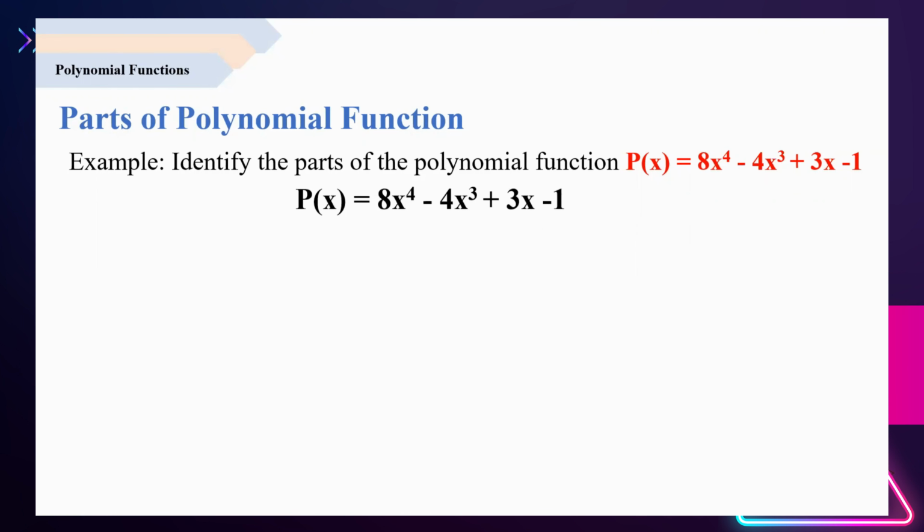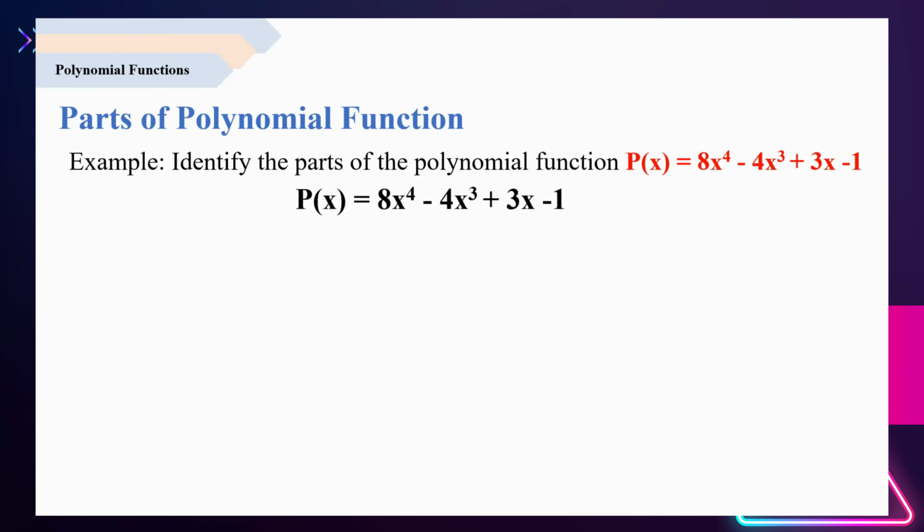When we say leading coefficient naman, ito naman yung number na kasama or before ng variable sa ating leading term. So ang leading term natin ay 8x raised to the 4th power at ang kanyang number before the variable is positive 8. When we say constant term naman, ito naman yung nag-iisang number sa ating function na walang kasamang variable. So ang ating constant term ay negative 1. So therefore, the constant term is negative 1. That is how we identify the parts of polynomial function.